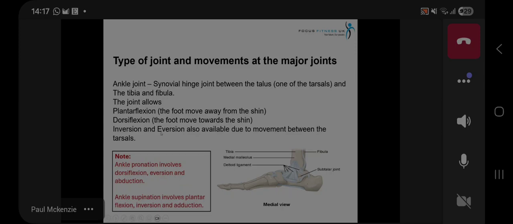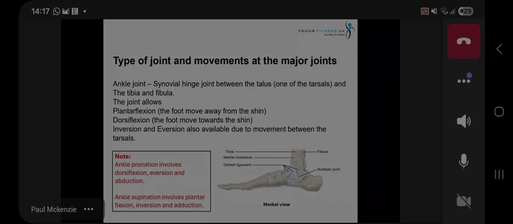Now, we tend to use the terms pronation and supination as well, but be aware that the correct definition of ankle pronation is a combination of dorsiflexion, eversion, and abduction of the foot. So the true definition of pronation is a combination of three movements, and same with supination. Ankle supination involves plantar flexion, inversion, and adduction.